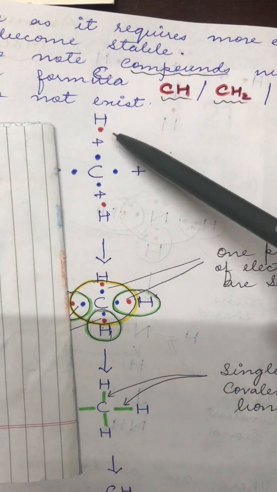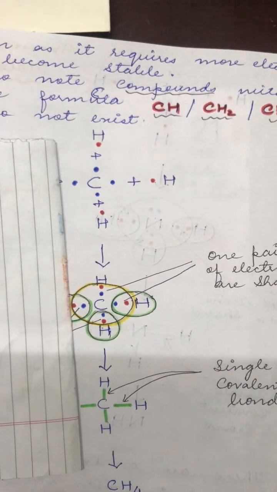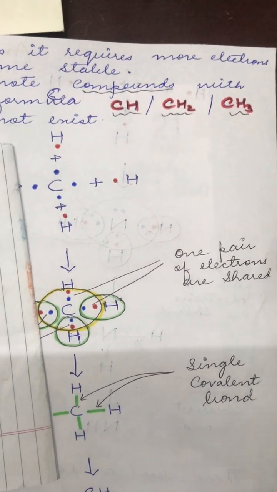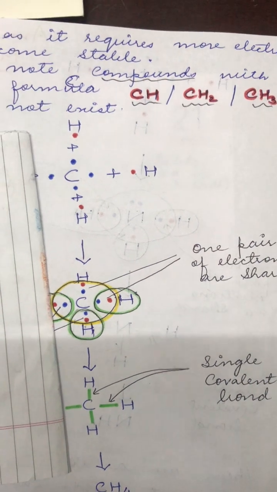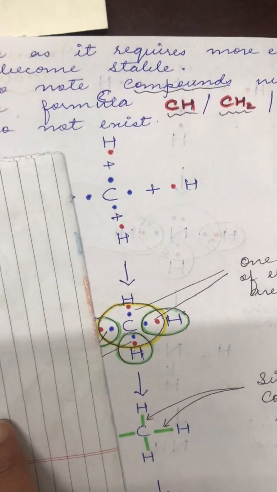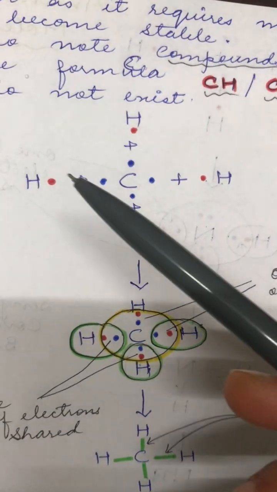It has 1, 2, 3, 4, 5, 6, and 7 valence electrons, but is still short of 1 more electron. Therefore, any compound with the formula CH3 is also not a possibility. Therefore, carbon forms a bond with 4 hydrogen atoms.